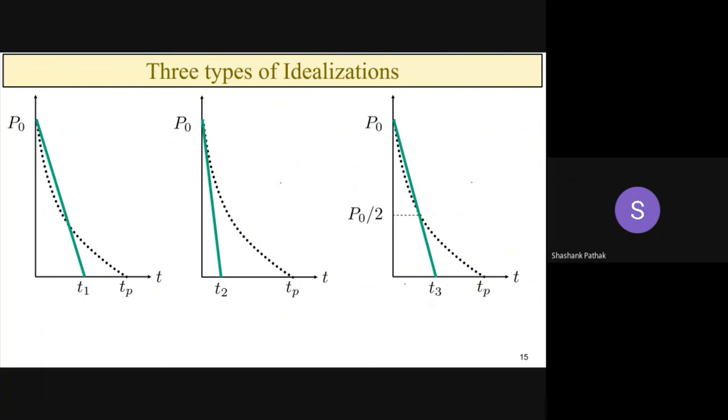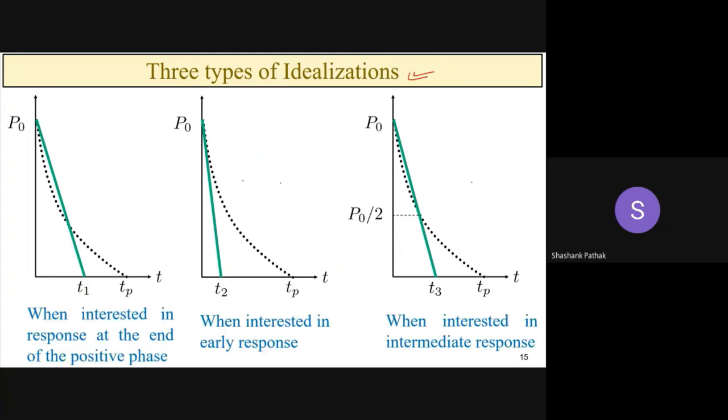And now, generally these three types of idealizations have been found to be used in the literature. In this case, this is already discussed. This is that T equivalent. The first condition is that we keep the peak overpressure the same. The second condition is we keep the area under the green curve and the dotted curve the same, equal specific impulse in the two cases.